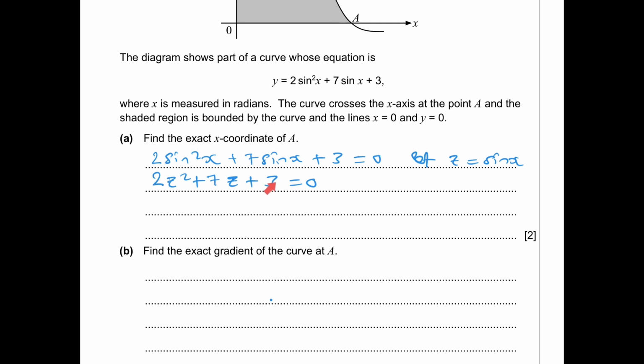If you multiply 3 times 2, you get 6. And what are the factors of 6 which can give 7? That's 1 and 6. 1 times 6, we get 6. 1 plus 6, we get 7. So straight away, what am I going to have? I'm going to have z plus 1, z plus 6 equals 0.